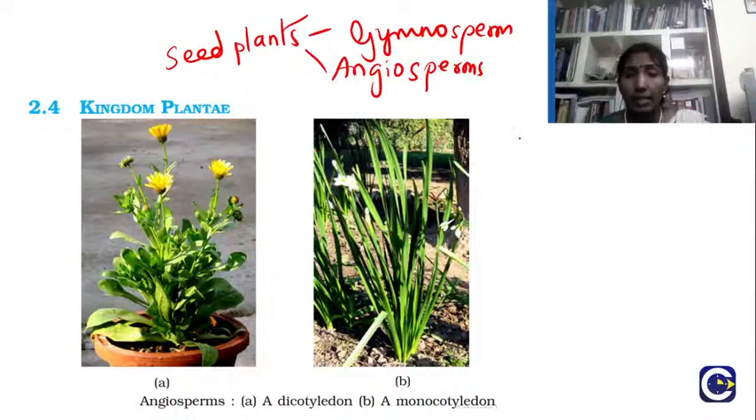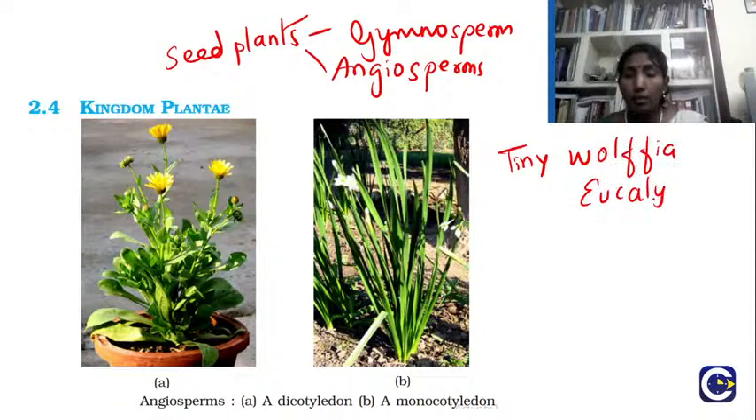Among them, there is the tiny angiosperm Wolffia, and then the tall tree, the eucalyptus, which is very tall. Here they will be having seeds, and pollination is through several agencies; pollen grains will be present. So depending on the cotyledons in the seeds, they are divided into monocots and dicots. So we have monocots and we have dicots. This is the concept you should know.